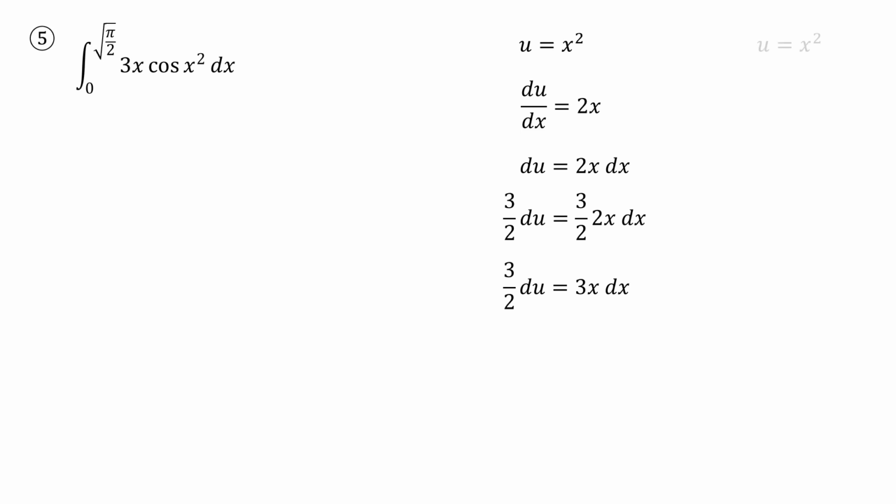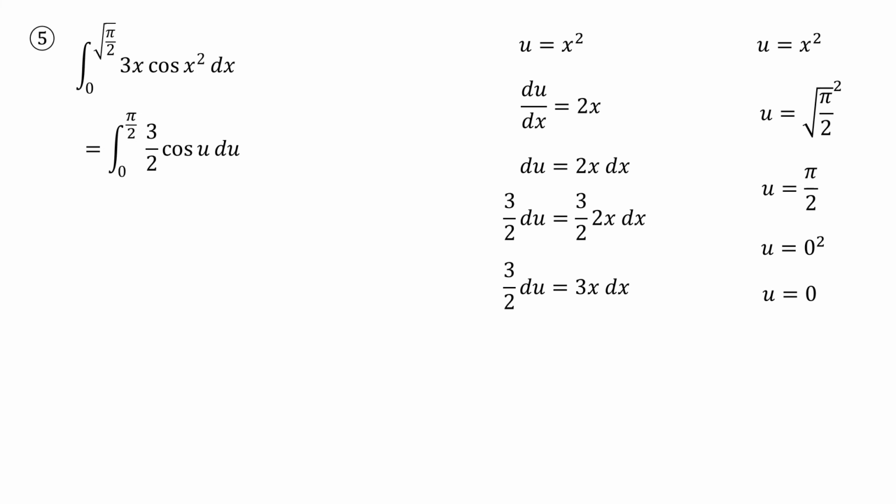Oh, I've changed variables. So if u equals x squared, well, if x has to be root pi over 2, and I square that, notice the whole fraction is inside the square root symbol, right? It's the square root of the quantity pi over 2. Squaring undoes square root. The other one's a little bit more straightforward. 0 squared is just 0.